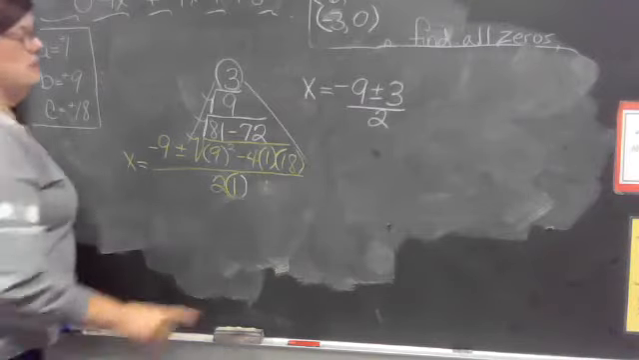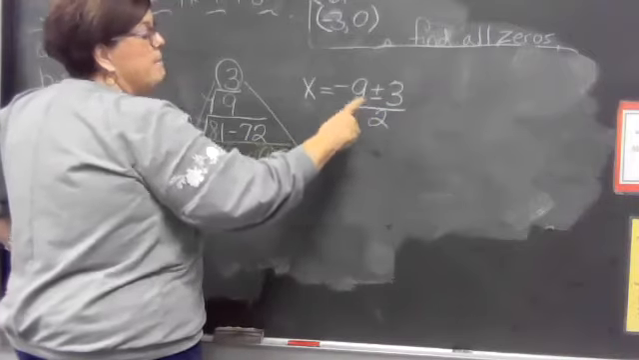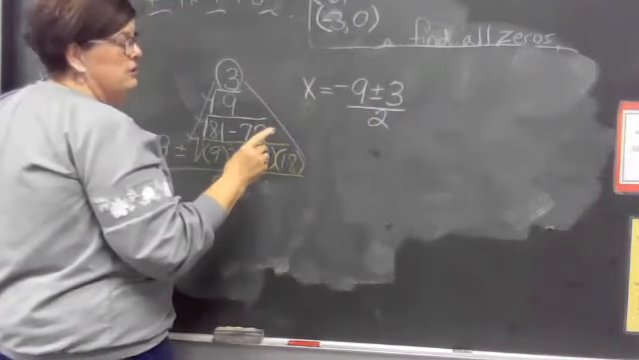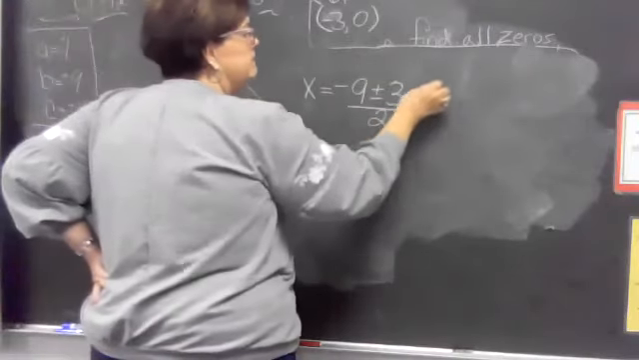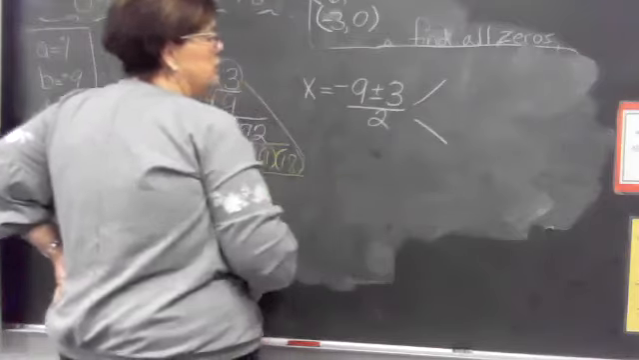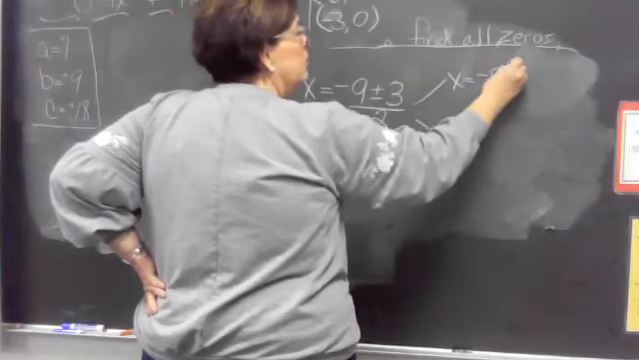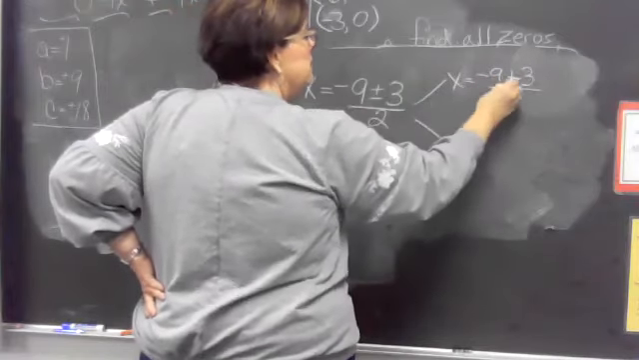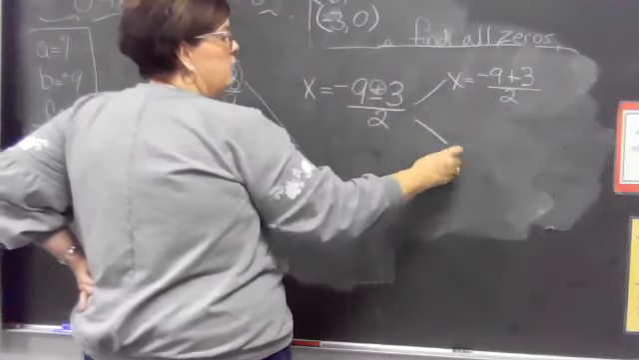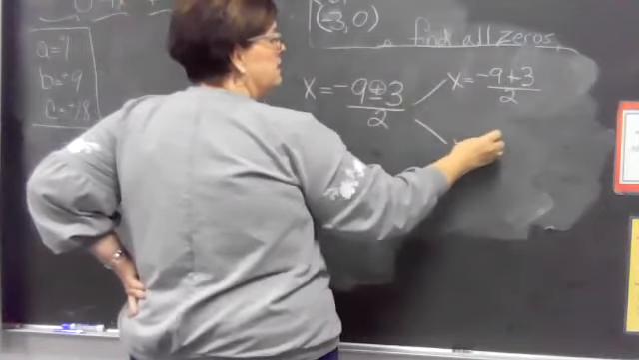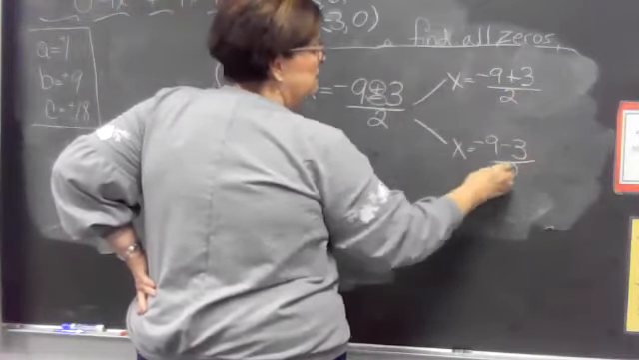Now, this thing we haven't dealt with much. It says plus or minus, so that means there are 2 answers to this. This is the place that you split this into 2 answers. We're going to say x equals negative 9 plus 3 over 2. We did the plus part. And now we're going to say x equals negative 9 minus the 3 over 2.